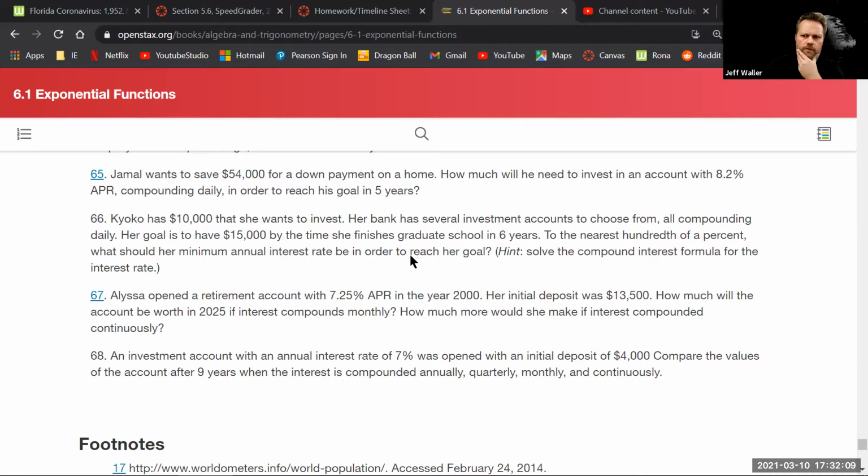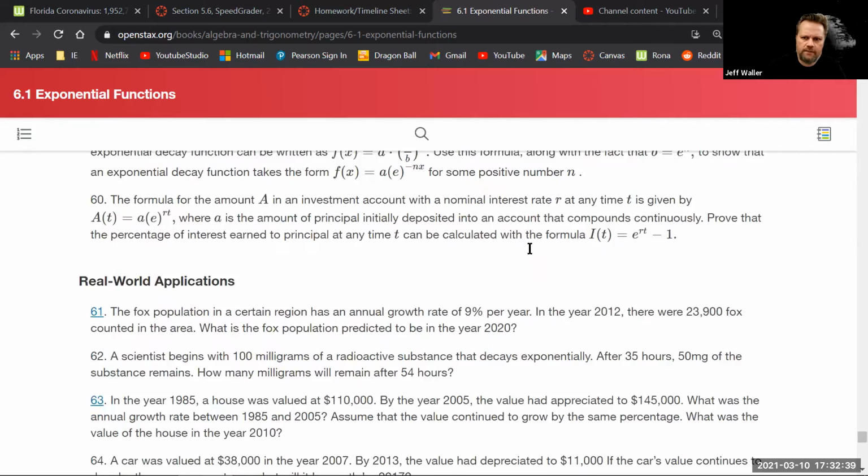Yes. Okay. She's got $10,000. Her bank has several investment accounts, all compounding daily. Her goal is to have $15,000 by the time in 6 years. Oh, okay. So in this instance, we don't know the interest rate, but we do know what her goal amount is. So let's see. What would be easiest? Yeah. So what do we got? She's got 10,000. She wants 15,000 in 6 years.